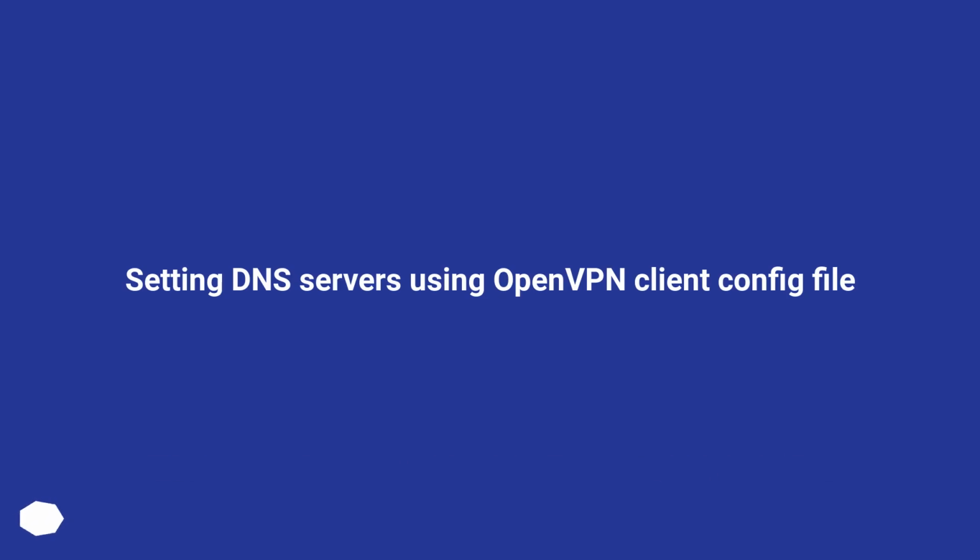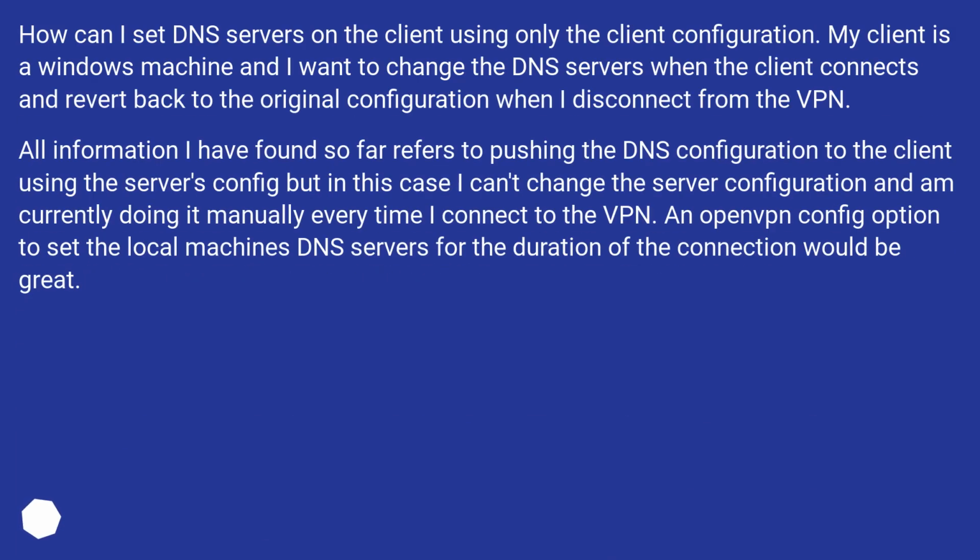Setting DNS servers using OpenVPN client config file. How can I set DNS servers on the client using only the client configuration? My client is a Windows machine and I want to change the DNS servers when the client connects and revert back to the original configuration when I disconnect from the VPN.